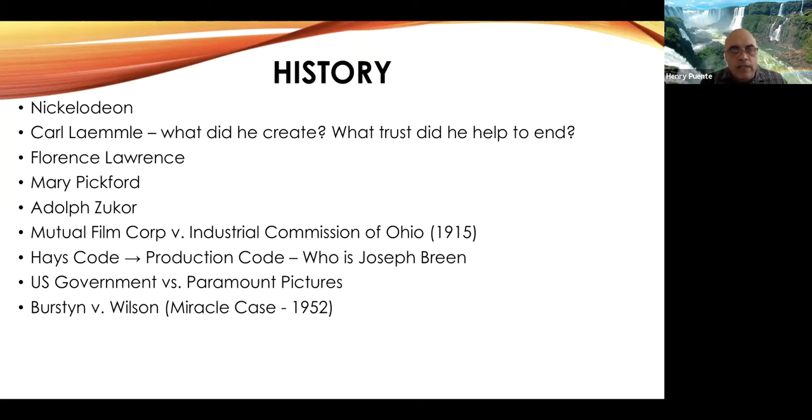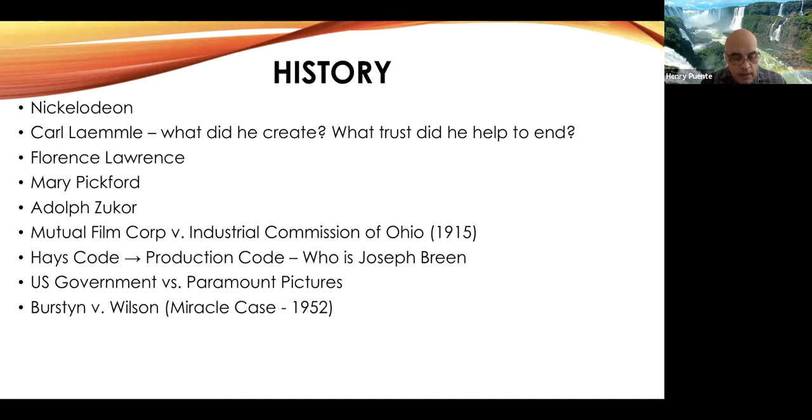Carl Laemmle also ended the trust, the Kodak and Edison trust. So Kodak and Edison had a trust. Essentially, Edison controlled the hardware, and Kodak the film, obviously Kodak film. And essentially, anybody that wanted to use their equipment was charged a tax. And so Edison and Kodak were able to make a lot of money off of charging a tax. They would charge a tax to any film producer who wanted to use their equipment, and including even distributors that wanted to show the movie. Kodak and Edison would charge them a tax. And so Carl Laemmle ended up taking them to court, and Carl Laemmle ended the trust.